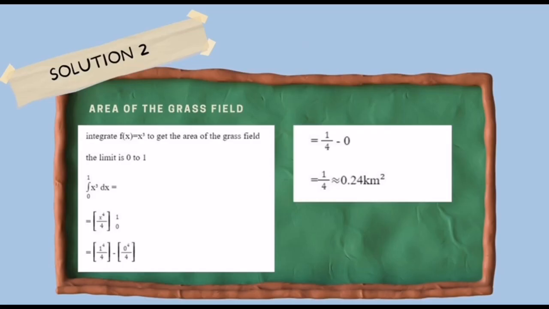And then we have the solution for problem 2. That is, we need to calculate the area of the grass field. In order to find the grass field area, we just need to integrate f(x) equal to x cubed to get the area. Just integrate it normally with the limits from 0 to 1. And then from that, we will get the value of the area, that is 0.24 kilometers square.